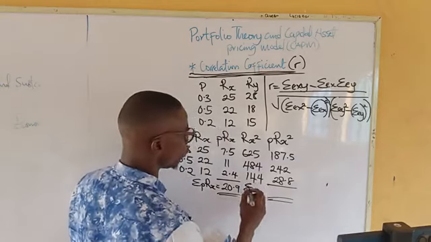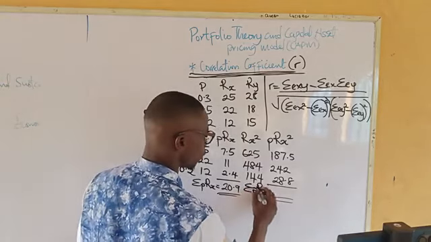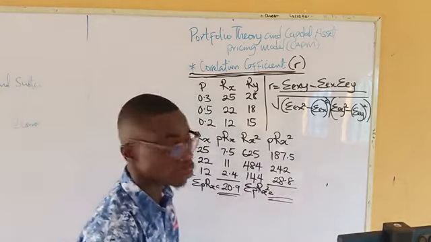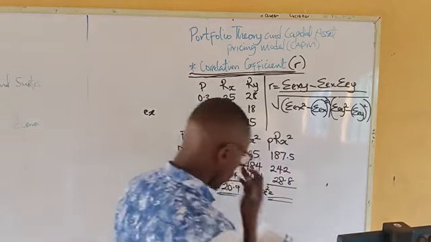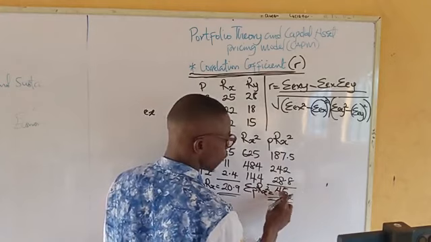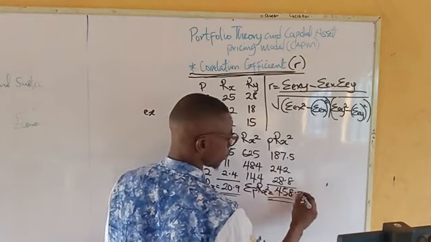So summation P R S raised to power 2 is equal to what? So add it together. 458.3.